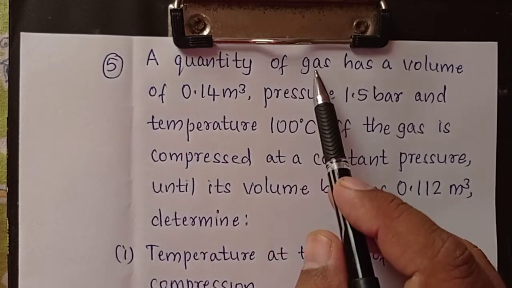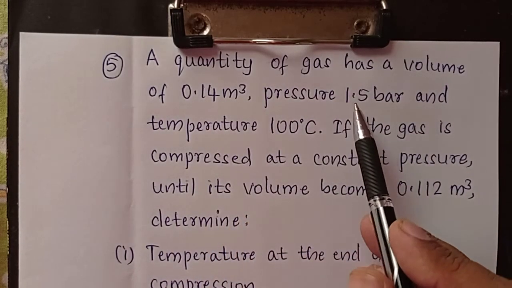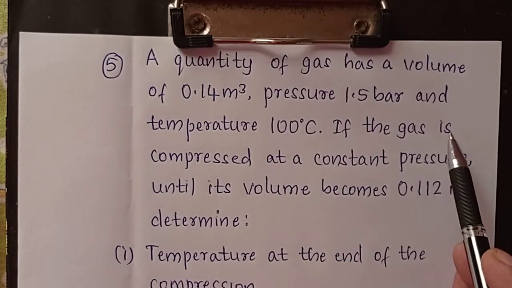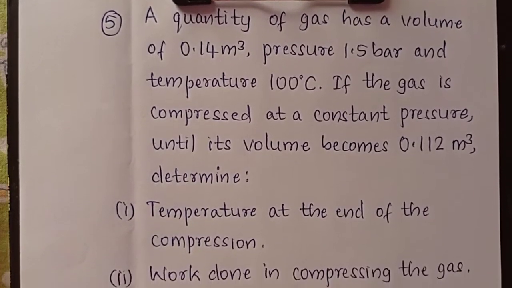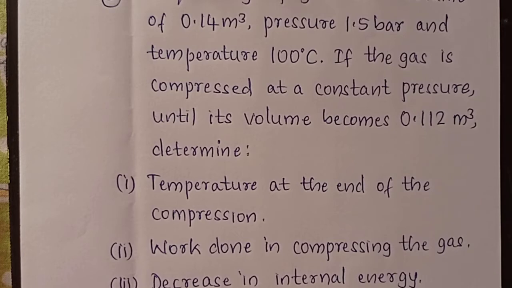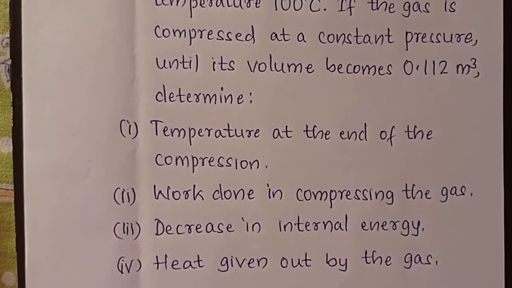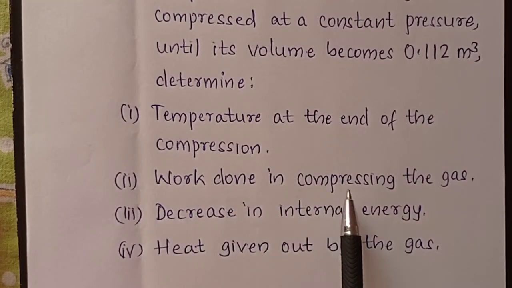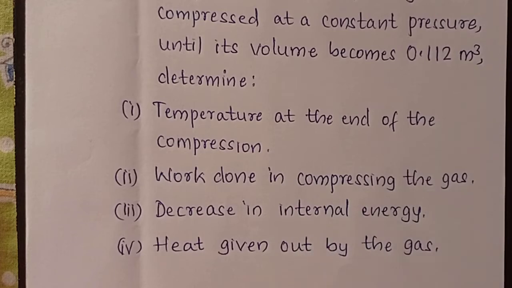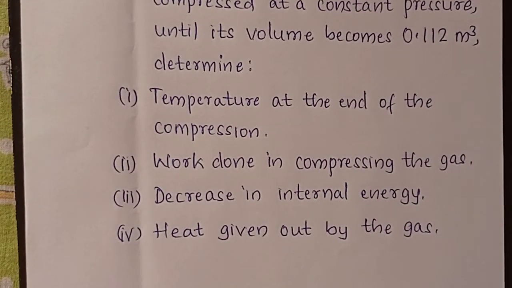A quantity of gas has a volume of 0.14 meter cube, pressure 1.5 bar and temperature 100 degree centigrade. If the gas is compressed at constant pressure until its volume becomes 0.112 meter cube, determine temperature at the end of the compression. Second, work done in compressing the gas. Third, decrease in internal energy. And fourth, heat given out by the gas.